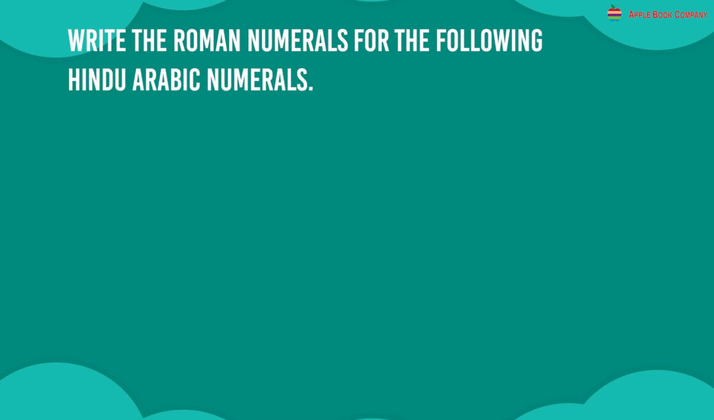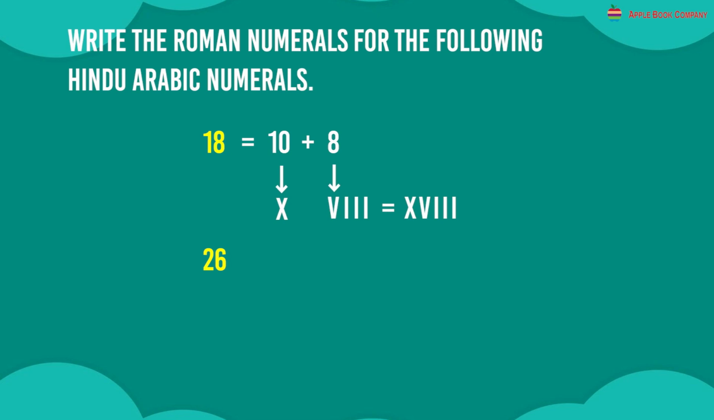Let me split this. 18 is 10 plus 8. 10 is X and 8 is VIII. Therefore, the Roman numeral is XVIII. Next is 26. 26 is 20 plus 6, that is XX plus VI. XXVI. 33 is 30 plus 3, XXX plus III.